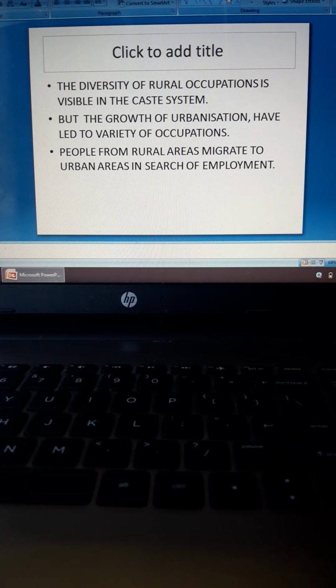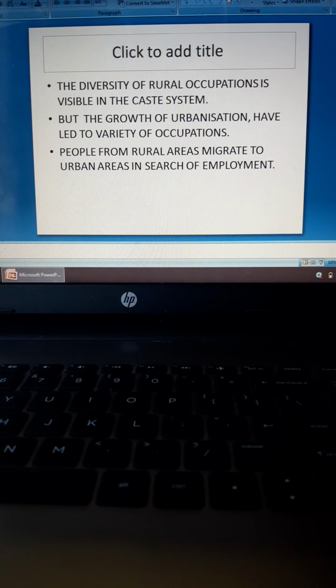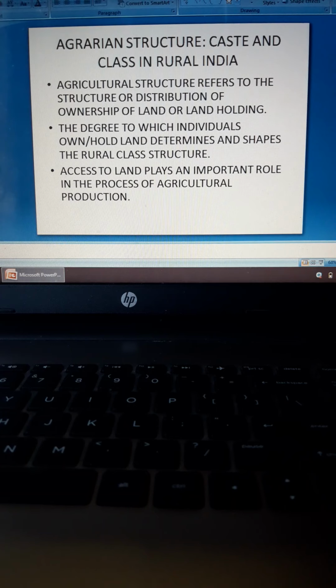The growth of urbanization has led to a variety of occupations. With the coming of urbanization, it is not just agriculture, weaving, pottery, carpentry or ironsmithing, but a large variety of occupations has come about with modernization and urbanization. People from rural areas migrate to urban areas in search of employment. We have seen on news channels how migrant laborers come from distant villages to work in the cities in search of employment. Because of that, there is a variety of job opportunities and diversity of occupations.